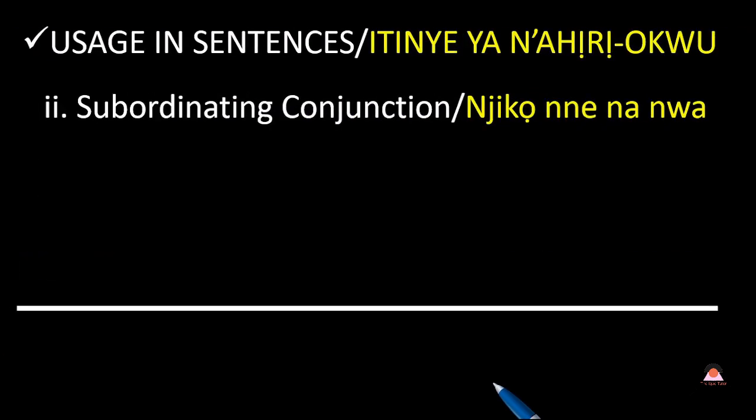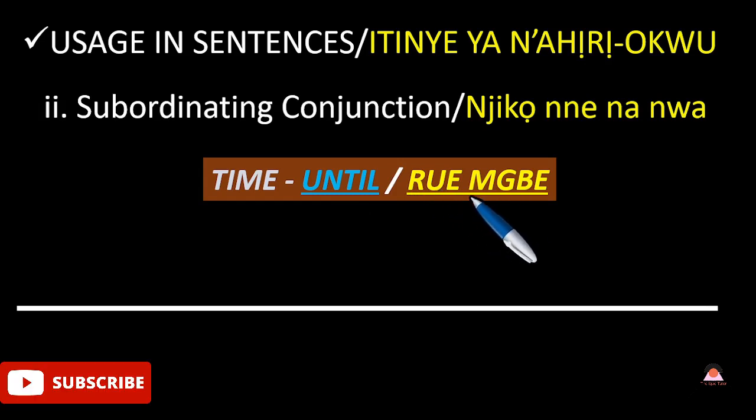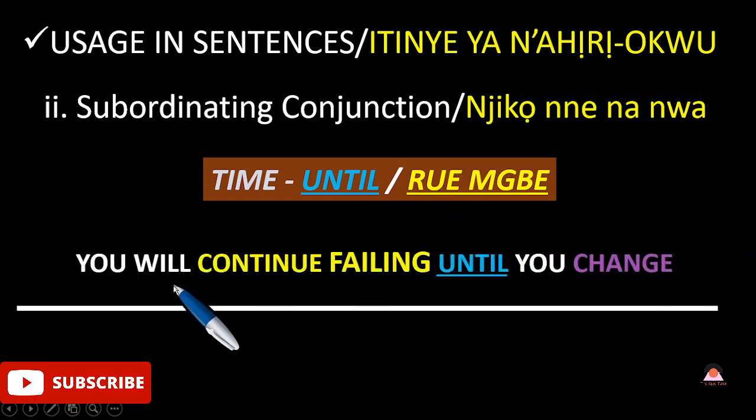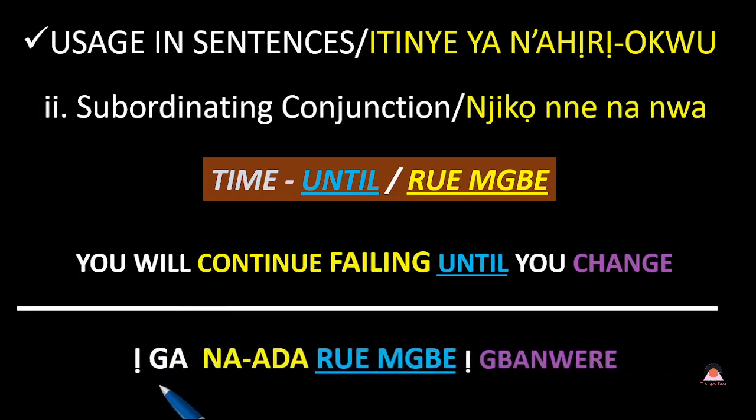We'll move to number 2 example. And class is time, and the conjunction is until. The Igbo version is rue mgbe. Let's look at sentence example. You will continue failing until you change. Let's look at the Igbo. Ị ga na-ada rue mgbe ịgbanwere. Remember, until, rue mgbe. Until you change. Rue mgbe ịgbanwere.